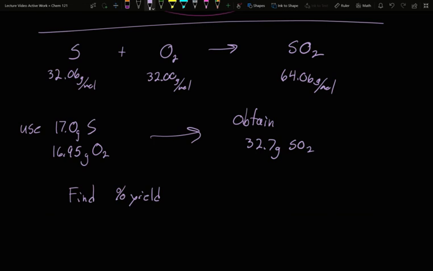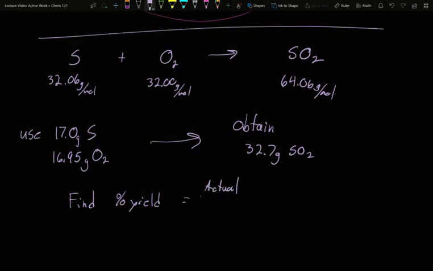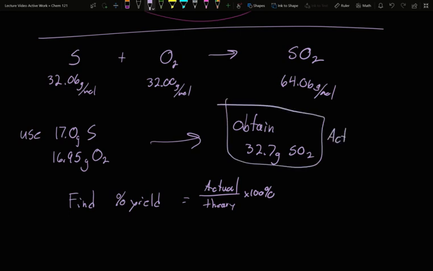All right, if you're back, well, percent yield says I need to know my actual over my theoretical times 100%. I have my actual that was given to us. We were told we obtained this, so this is the actual product, 32.7 grams. What I need is the theoretical max. What was the max product I could make?